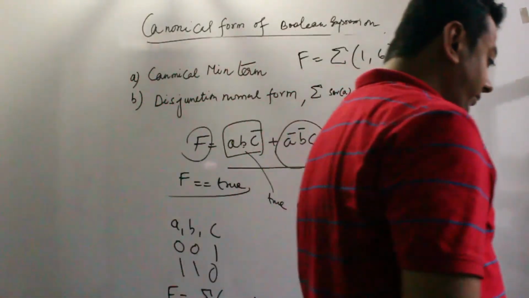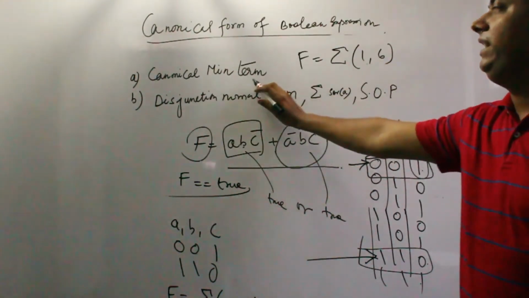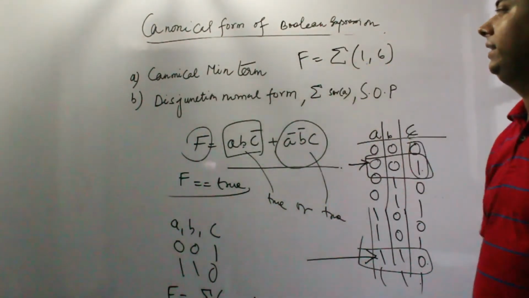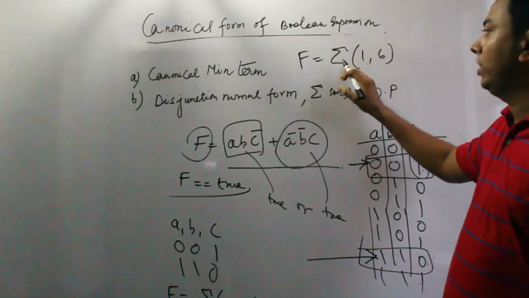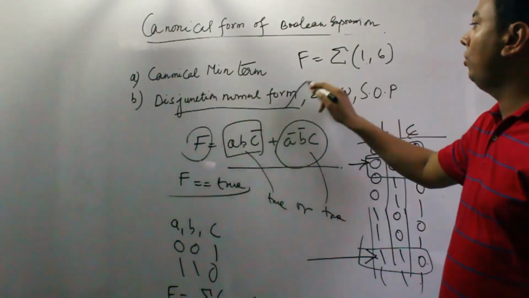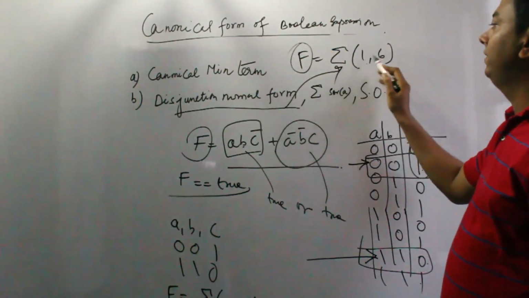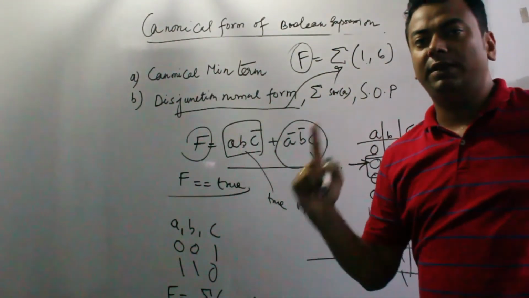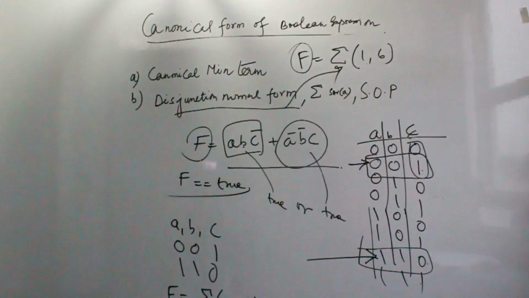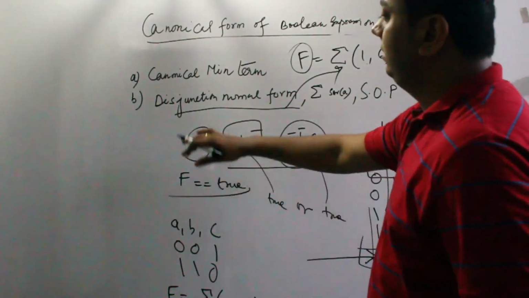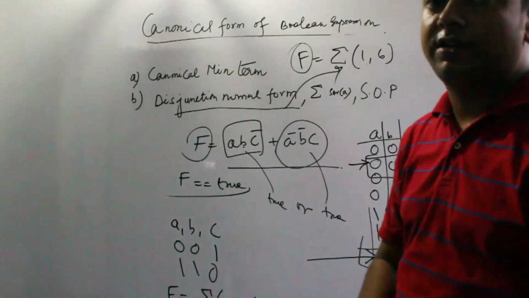These are the min terms. Canonical min terms 1 and 6. And this is sum of products. This is disjunctive normal form. Okay, and this F will be true only if any of these two min terms becomes 1. Right? So similarly, there will be product of sum. Okay, so we will see in the next lecture.